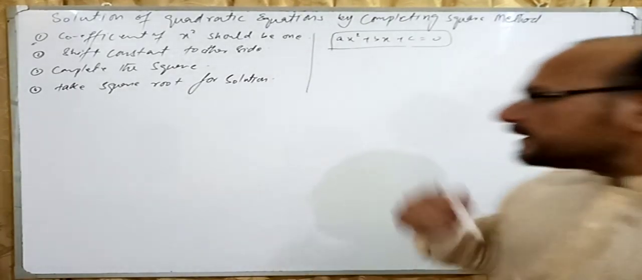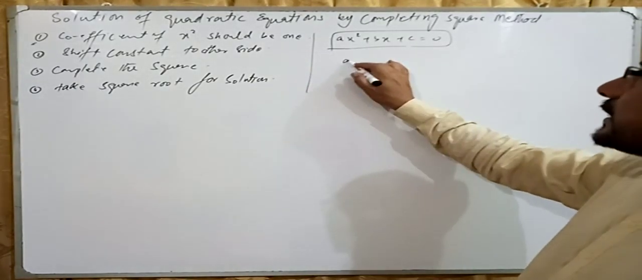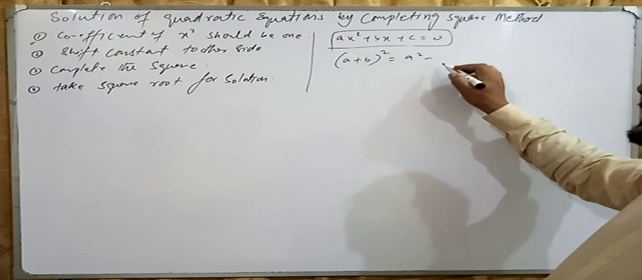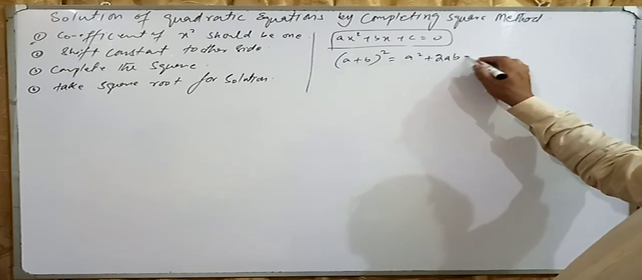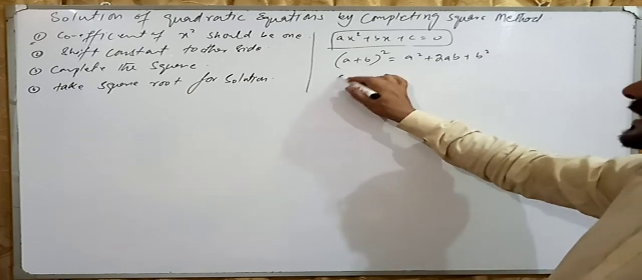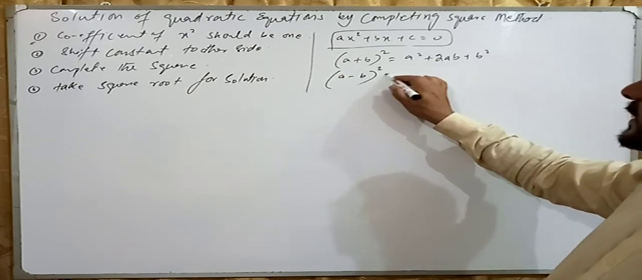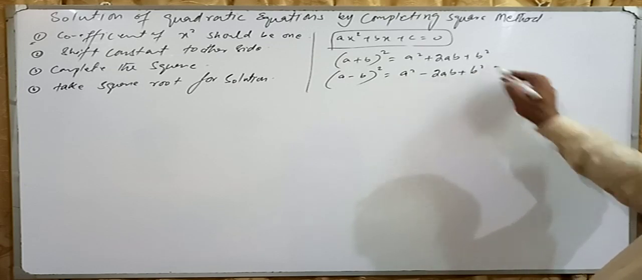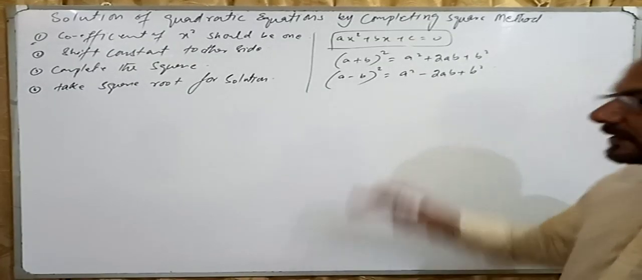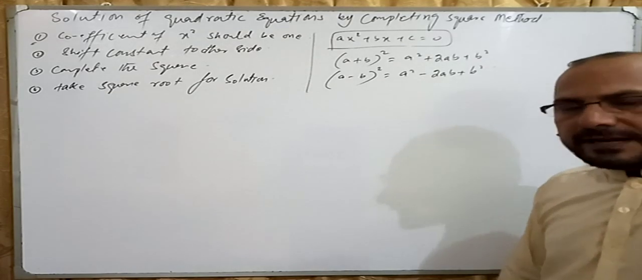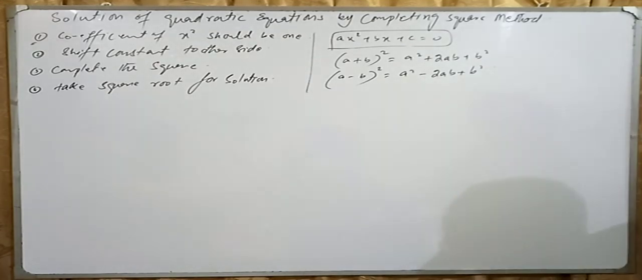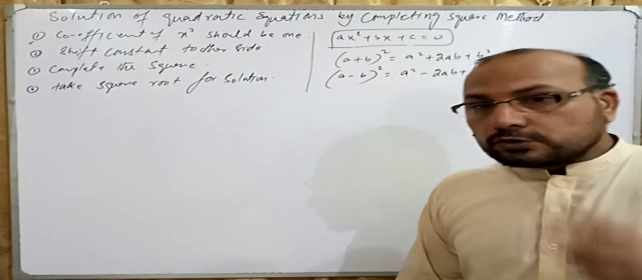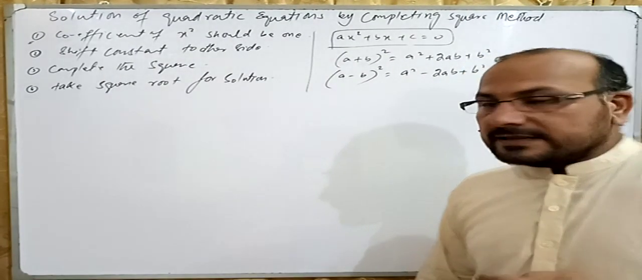Now if you see, we have two complete squares. One is a plus b whole square, which is equal to a square plus 2ab plus b square. Another is a minus b whole square, which is equal to a square minus 2ab plus b square. These are the two major whole squares that we have and use in examples. These are called mutabiqat in Dari.